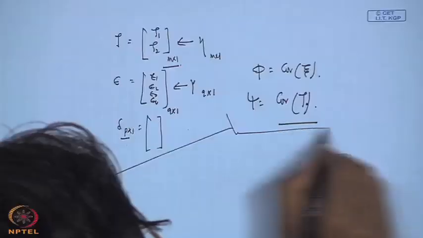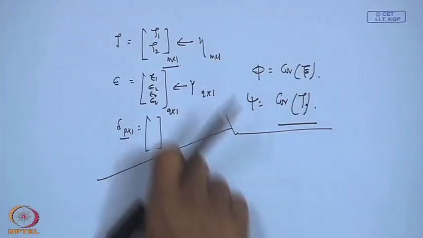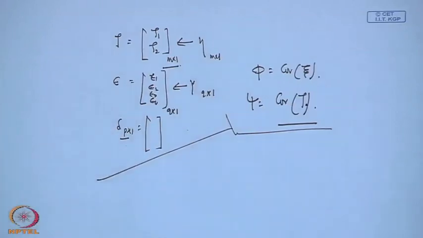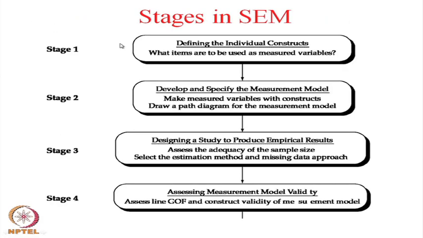Let us assume that yes, everything is possible, and we are going for its stages. What is stage 1? Stage 1 is defining the individual constructs. What items are to be used as measured variables. Then stage 2, develop and specify the measurement model. What is the confirmatory factor model? Make measured variables with construct, draw a path diagram for the measured variables. Then stage 3, designing a study to produce empirical results.